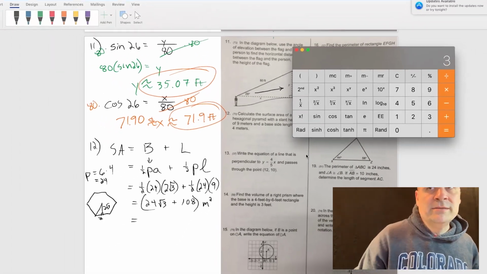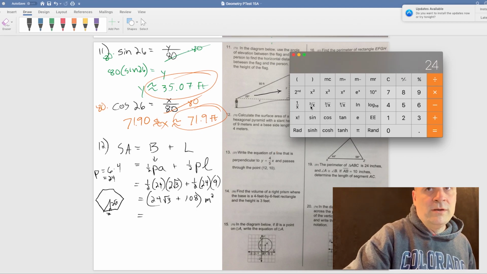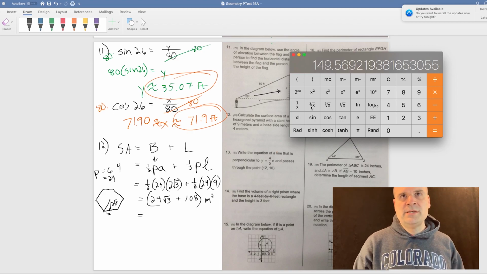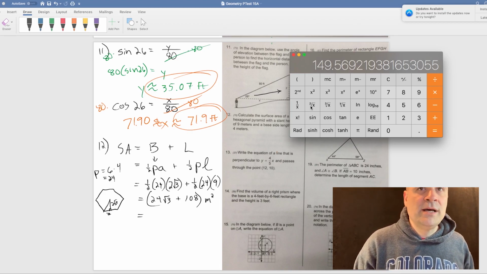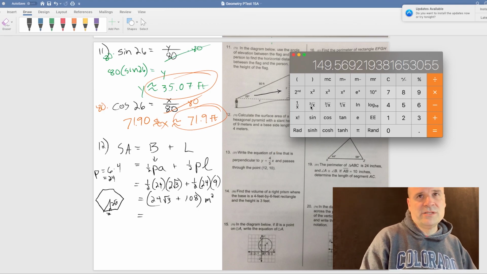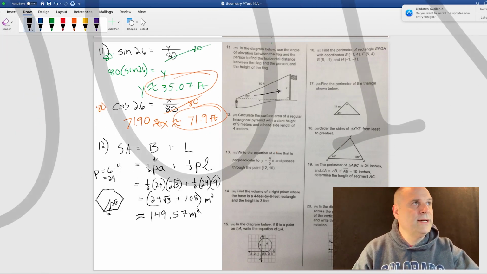So 3 square root times 24 equals that guy plus 108, which is to the nearest 100th, 149.57-ish square meters. And that's ish, right? Okay, well done.